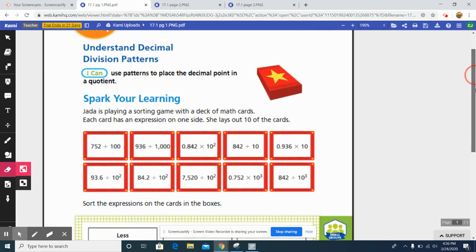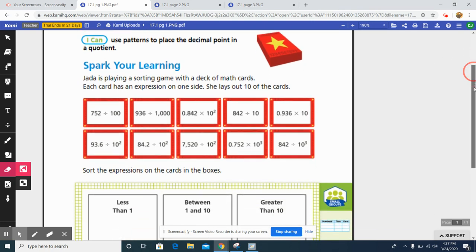you. Okay, so the first thing we need to remember is that when we divide, we ask if our number is going to get larger or smaller. If it's going to get smaller, we move the decimal to the left. Okay, so we're trying to find a pattern.